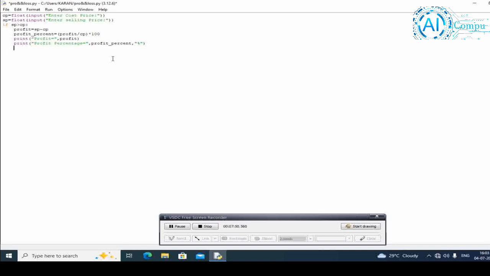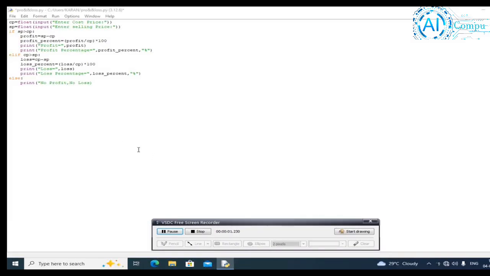And the same case goes for loss also, but the sign will be inverted. So here cost price should be greater than selling price, then loss will be generated, and loss equals to cost price minus selling price, the same formula. So I am writing it, then after that I am explaining to you. Yeah, see, I have written it.